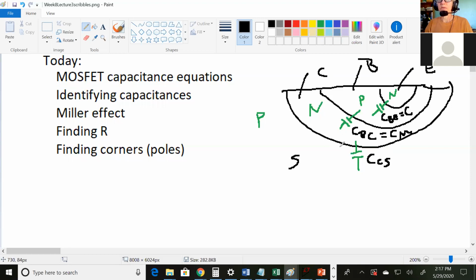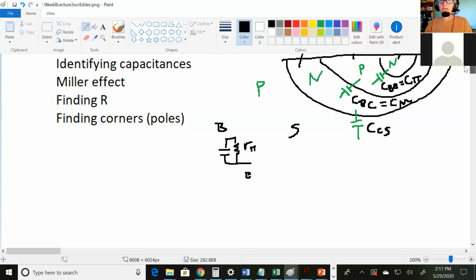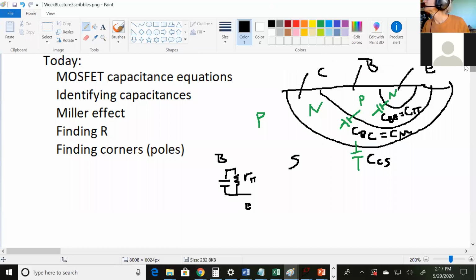There's a little bit of memory help here. If you look at the small signal model, you have the base here and you have the emitter here. And that capacitance goes from the base to the emitter. It's in parallel with R pi. So that one's C pi. Okay, so that's the BJT version. That's on the handout too. Frequency response handout in week 8.